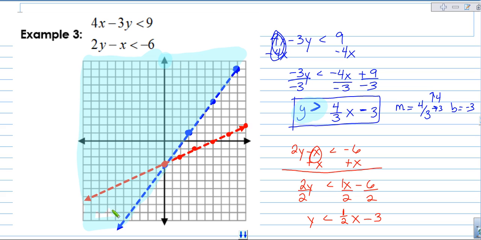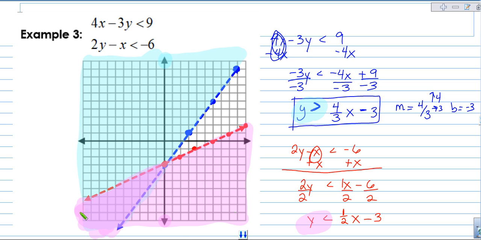Okay? Everything. Now for my red line, we want the y's that are less than. So I'm going to shade on this side of my red line, everything down here. And so you should see in the overlapped region that my overlap region is right in this little V.